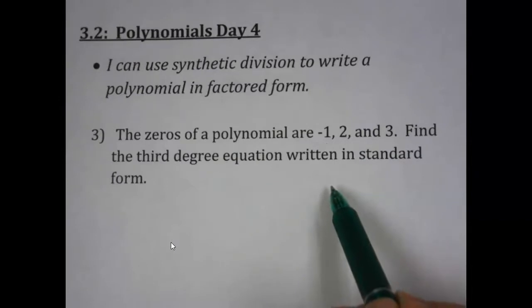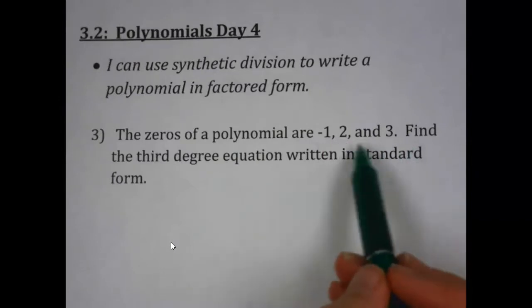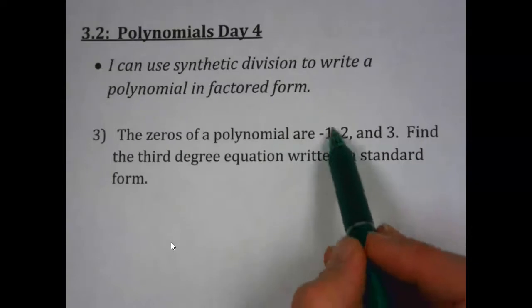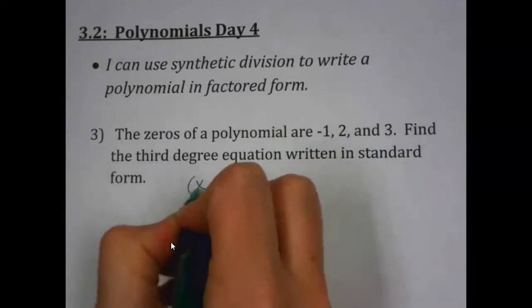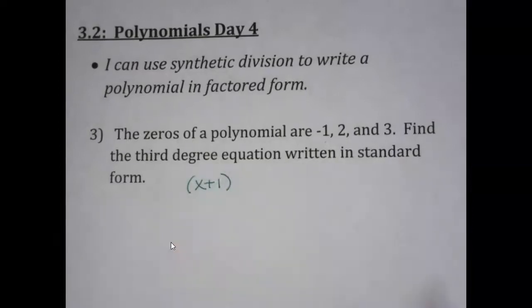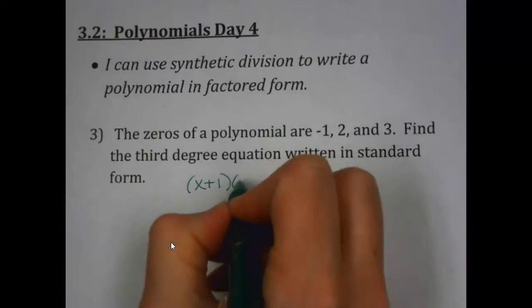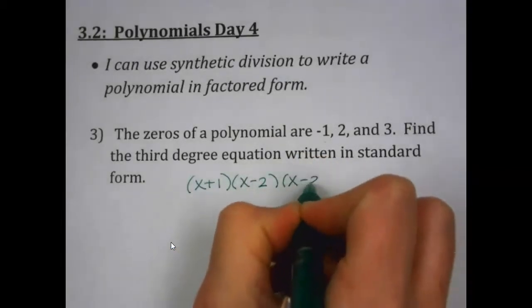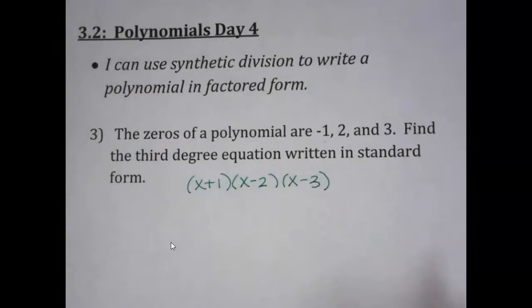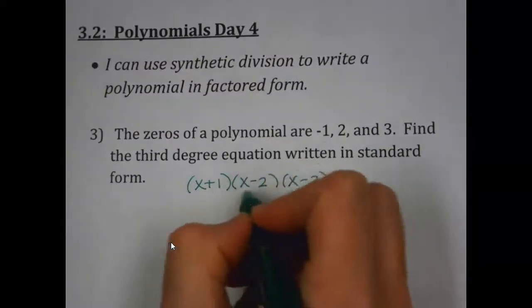So our first step is going to be to write those as factors. So if you get x equals negative 1 as a 0, that means that x plus 1 was a factor. If you think about that, if you set it equal to 0 and subtract 1 to the other side, you would get a negative 1. All right, and so that means x minus 2 is a factor and x minus 3 is a factor also. So we start with those three factors, and then we are going to multiply the first two together.